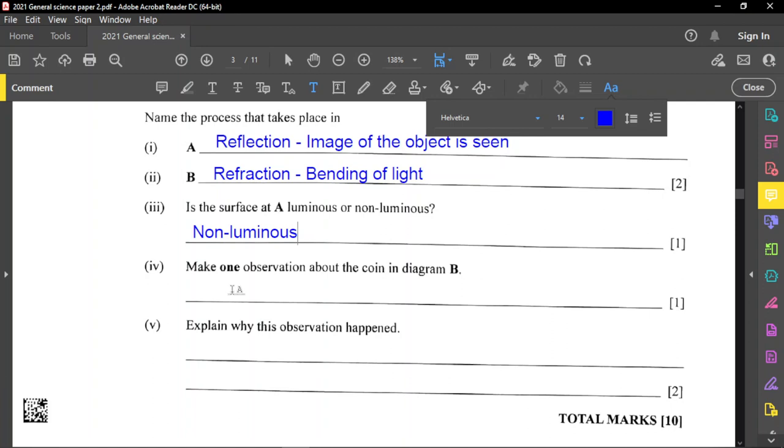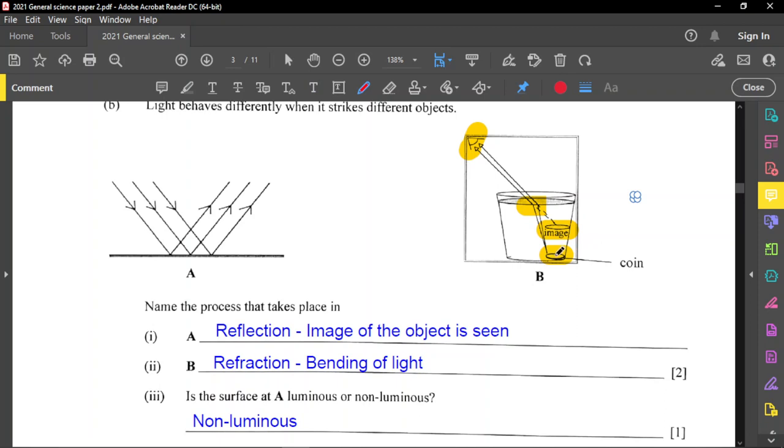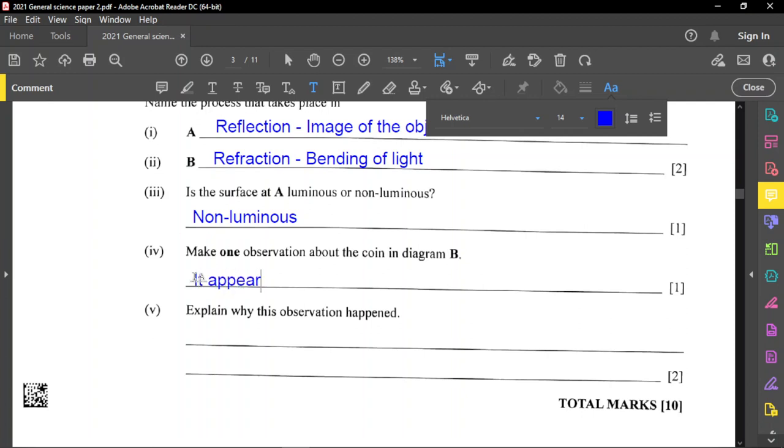Here it said make one observation about the coin in diagram B. So if you notice the coin, the coin is at the bottom of the container, but it is seen at a higher height. Notice where the image is seen. The image of the coin is higher in the water. So that could be the observation. You can state it in different ways, but this is the way I'm going to state it: it appears to be shallow, or at a shorter depth. You can also state it that it looks higher or appears higher than the actual coin. The image is higher than the actual coin, so it's not as deep in the water or the liquid. All right, so that's the observation.